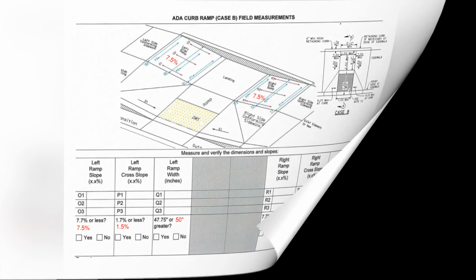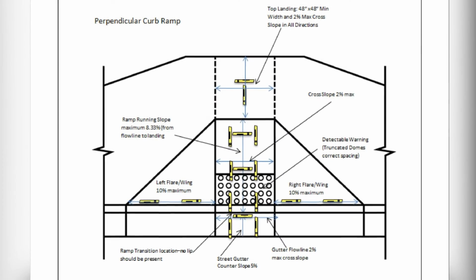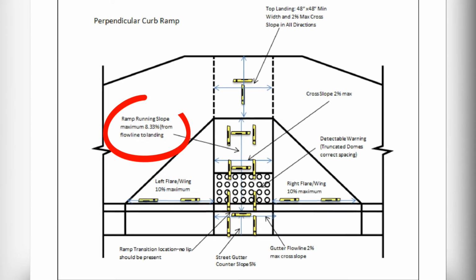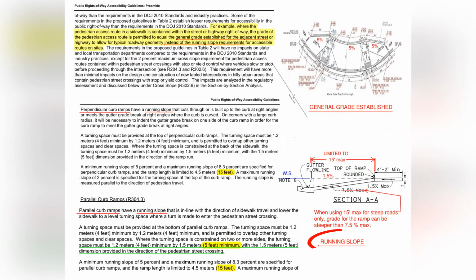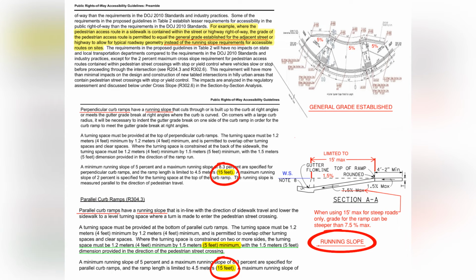This also brings up a good question about general grade versus running slope. Running slope is a slope of the ramp. Ramp running slope can be either horizontal or perpendicular. PROWAG and Caltrans both have a condition that says if you cannot meet your running slope grade, typically 7.5% max, you only need to go out from your landing 15 feet to meet the existing surface.